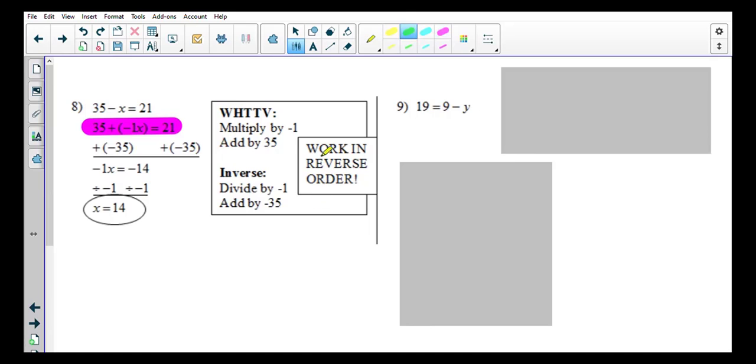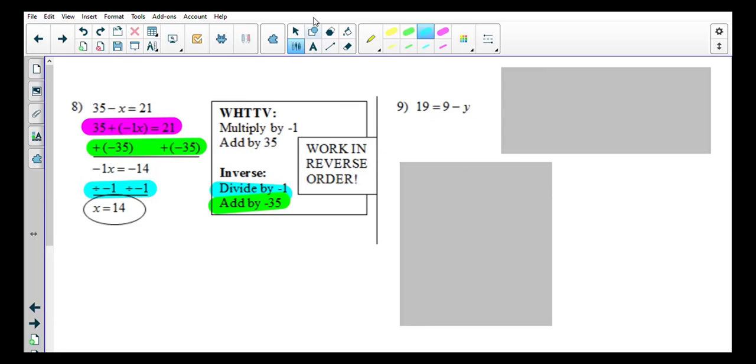So we work in reverse order, which means we're going to add by negative 35 first. That's going to get rid of this guy. If you add a positive 35, these will not cancel out, which is why we add a negative 35 or subtract 35. So that leaves you with negative 1x equals negative 14. Now what we're going to do is divide both sides by negative 1. Negative 14 divided by negative 1 is positive 14. So let's take a look at question number 9.